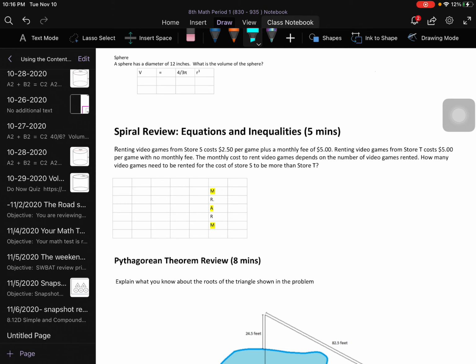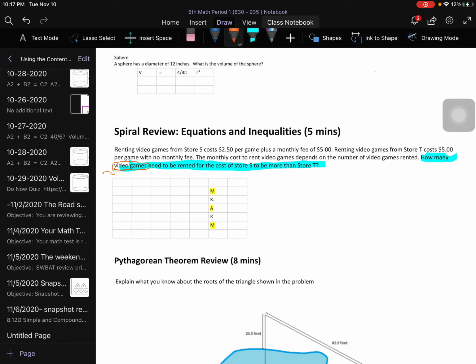So what are we asked to find? X is always a word, and that word is always given in the question. So the question says, how many video games needed to be rented for the cost of store S to be more than store T? Well, what are they asking us to find? How many video games? So X is video games. That's the word that means X. So wherever there is video games talking about by a number, that will be video games. So let's see where that is.